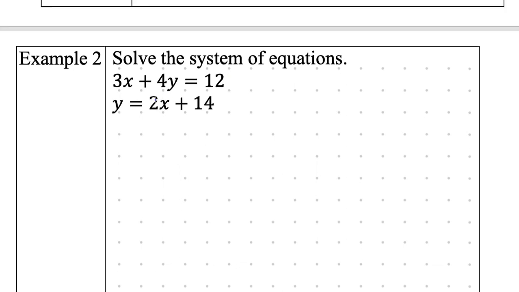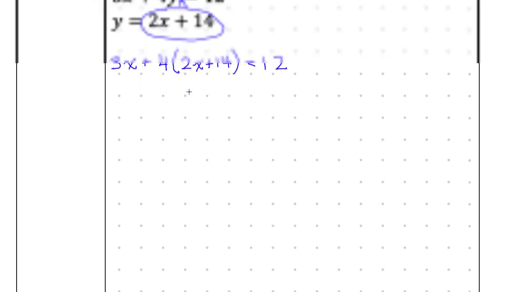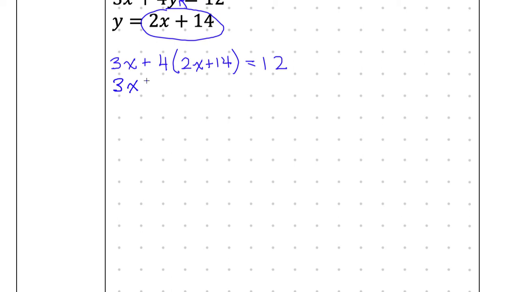For example number 2, you need to make sure that you plug in this y and this y are the same y, so that this 2x plus 14 is plugged into this variable. So our new equation is, I'm rewriting this now, 3x plus 4 times the quantity of 2x plus 14, still writing the equals 12. All right, and then I need to distribute this 4 into both of these terms, so it's going to be 3x plus 4 times 2x is 8x, and 4 times 14 is 56. And that's equal to 12 still.